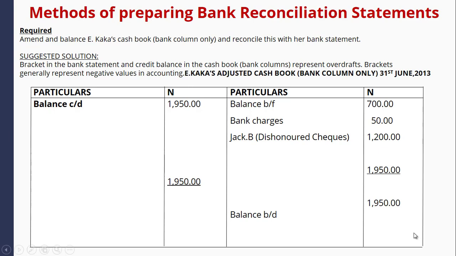Now, we have recorded bank charges and dishonored checks. So our balance carried down is 1,950. All right, and our 1,950 balance happens to be a debit balance in our cash book, which means that our 1,950 happens to be a credit balance, which means our cash book balance is overdraft. You can see 700 bank charges added to 1,2, everything we have 1,950. The balance carried out is on the debit, balance brought down is on the credit, which means we have an overdraft balance. Let's proceed to the bank reconciliation statement.